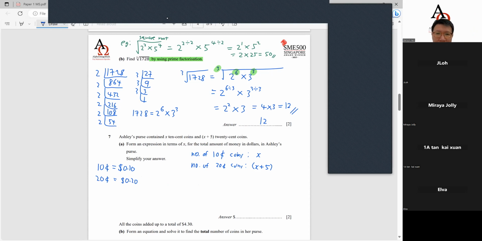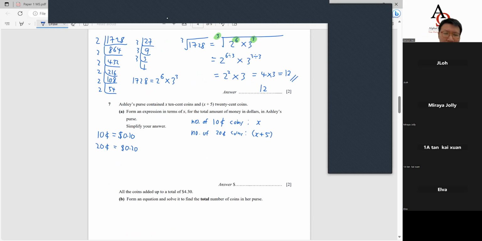So to use it to your advantage, you can write it out very clearly. The total amount of money is equal to 10 cents multiplied by X, plus 20 cents or $0.2 multiplied by X plus 5.